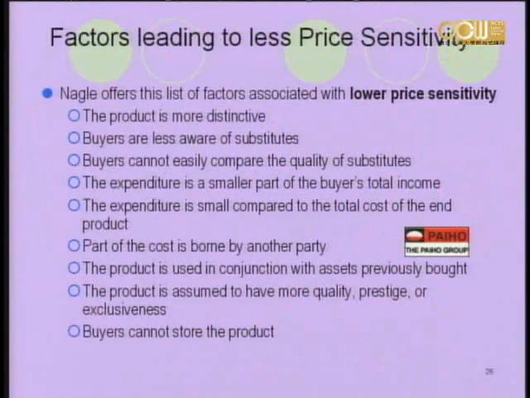Less price sensitivity. Now, how can we do that? In other words, how can I change my price, increase my price? Consumer not aware. I can really increase my price. I think that's the whole issue here. All right. So let me read that. Product is more distinctive. Yes, it's different. Buyers are less aware of substitutes. Go back to that. Yes, there's no substitute in the market yet. Buyer cannot easily compare the quality. All right, they cannot compare that.